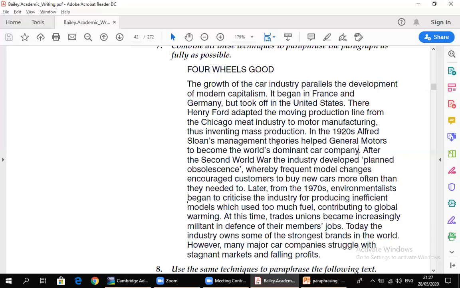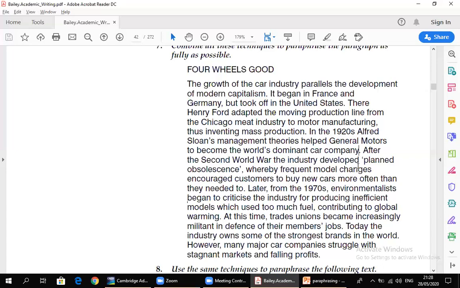Or, if you have something to say, we might say General Motors dominated the world's car companies in the 1920s. We can also say, with the support of the managerial theories of Alfred Sloan, General Motors became the world's leading car company.